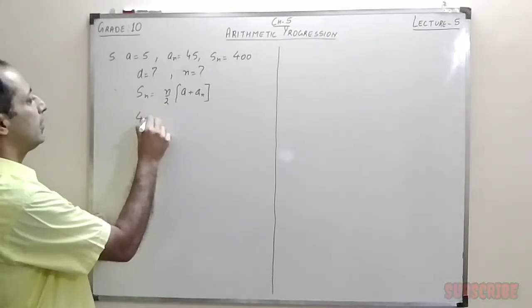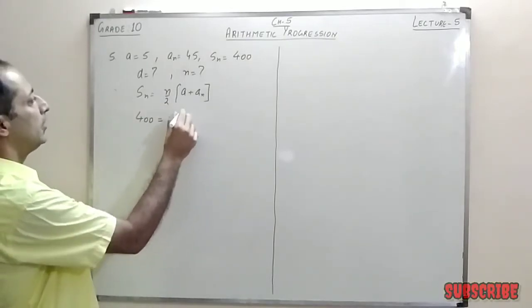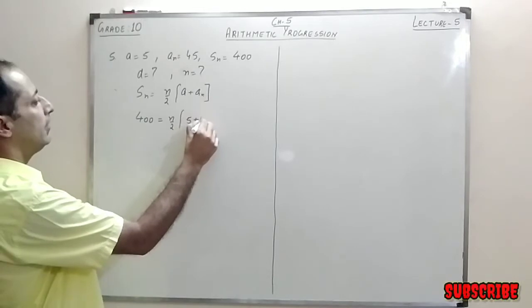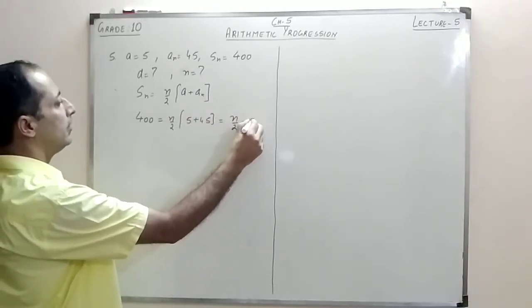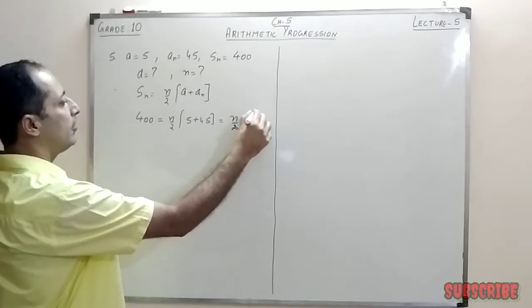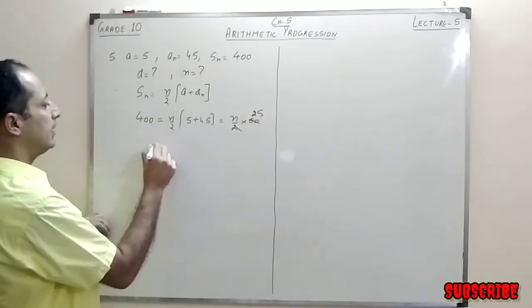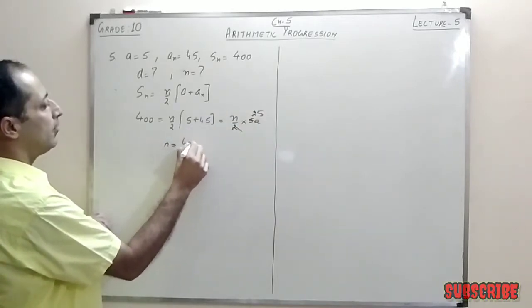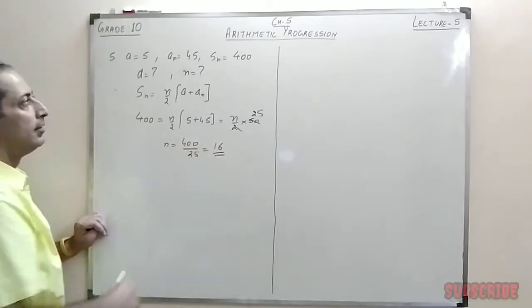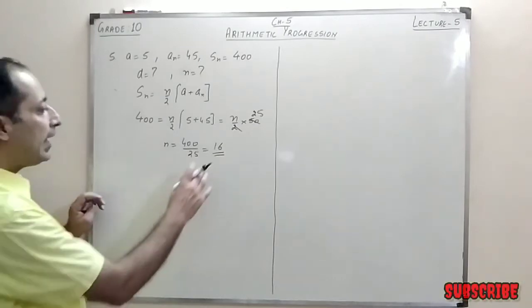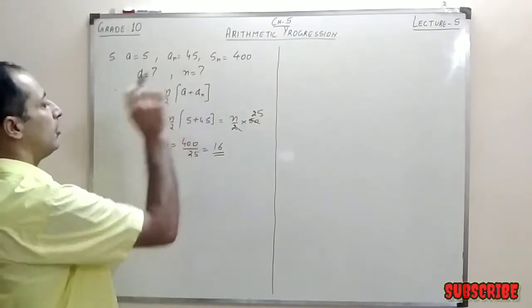This is 400 equals n by 2 into 5 plus 45. This 5 plus 45 becomes 50. I can just cancel it out. It is 25. So I can say n equals 400 upon 25, which gives me the value as 16. Right? Now I know n is 16. Right? So how do I find d?